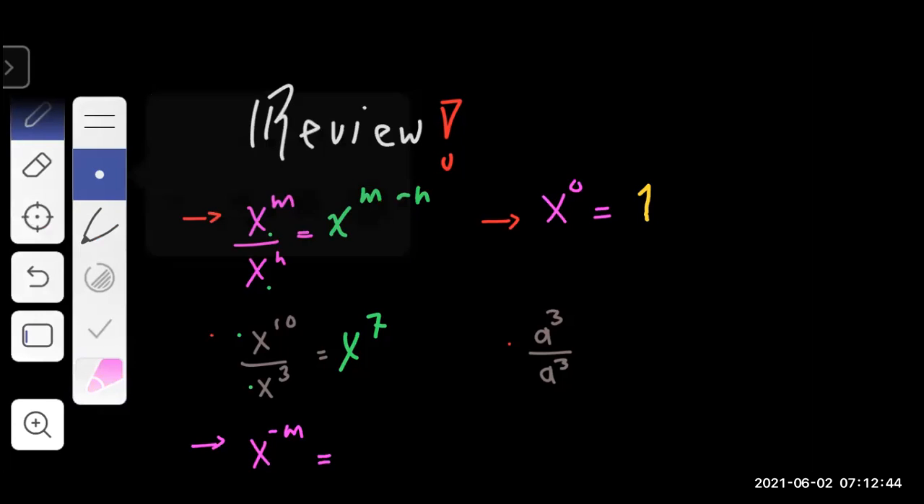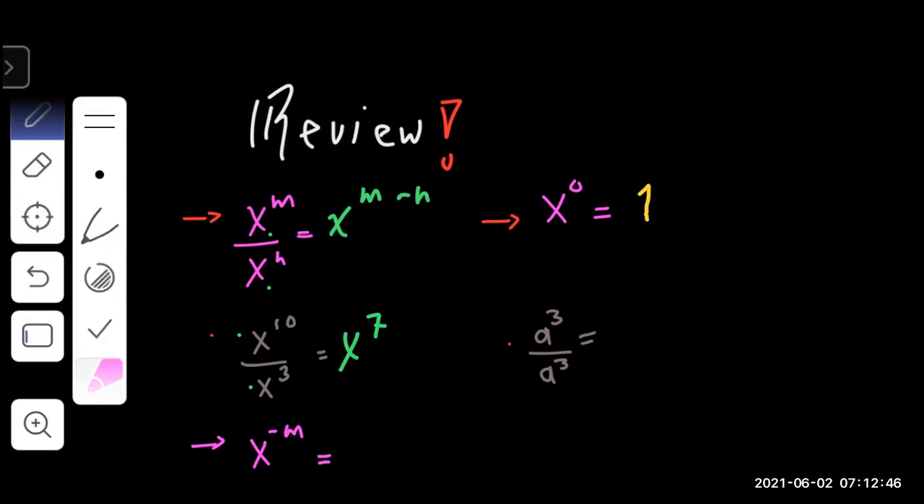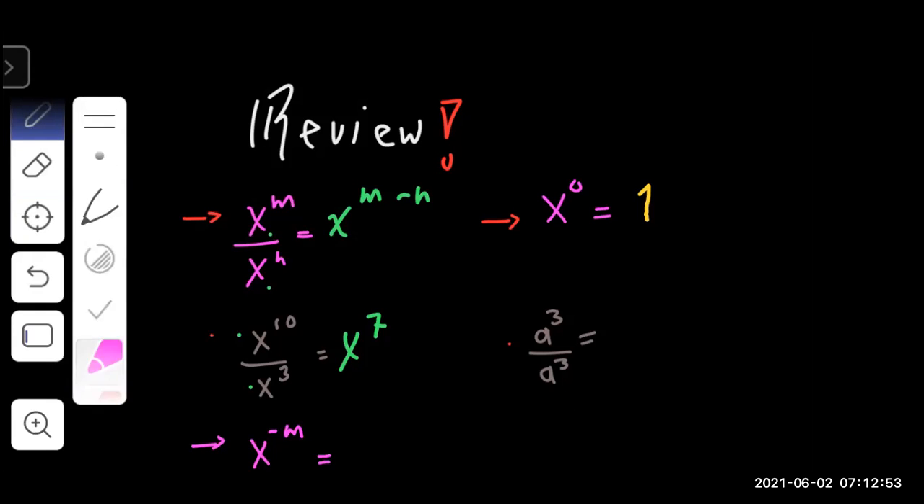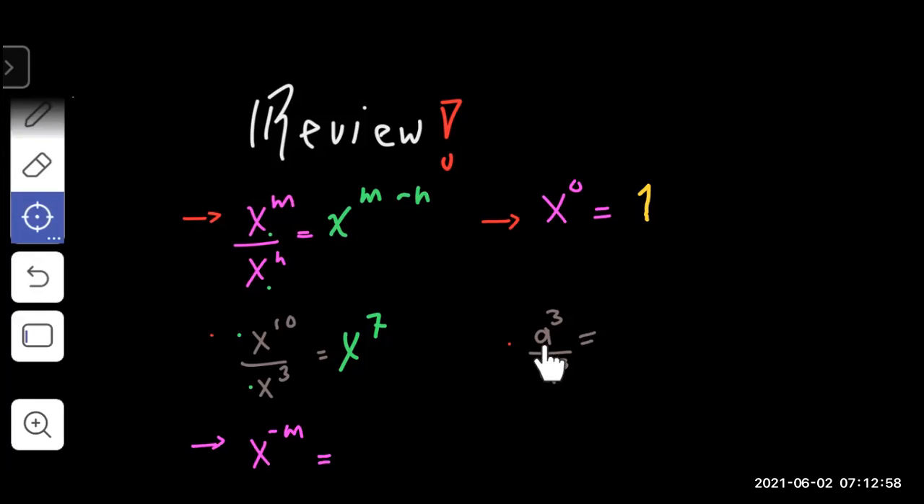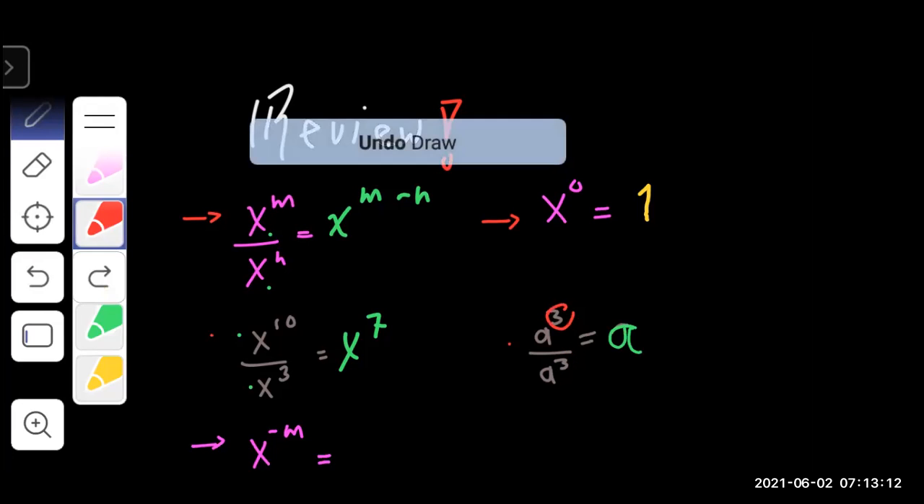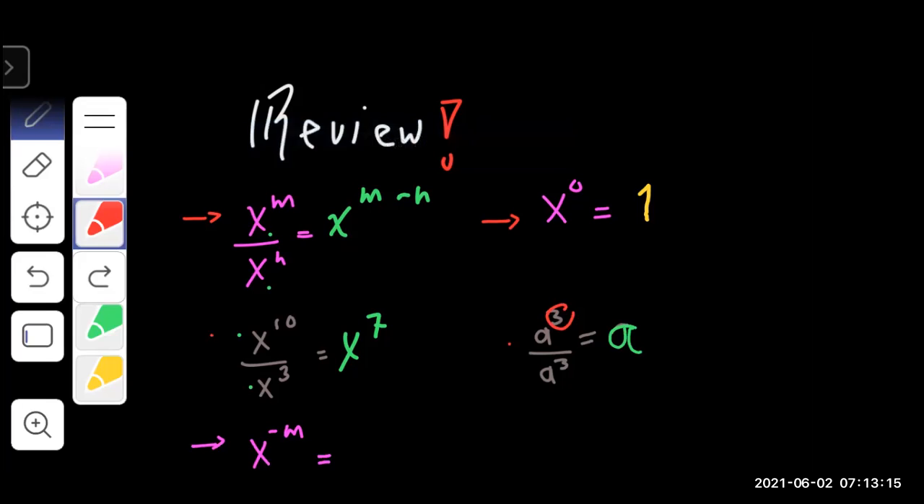So let's have a look at something here. Let's suppose that we have a raised to the 3rd power divided by a raised to the 3rd power. What are we going to do here? We have the same base, a. What do I do with the bases? I copy the base and subtract the exponents, 3 and 3. What is 3 minus 3? 0. Okay, that is the answer.